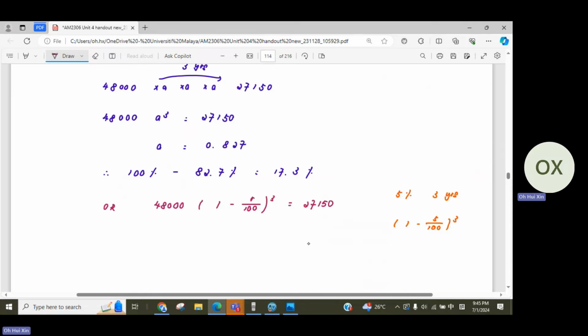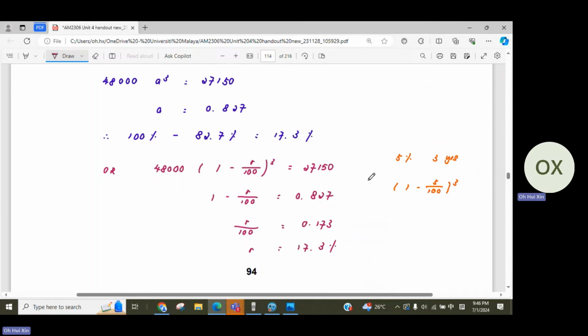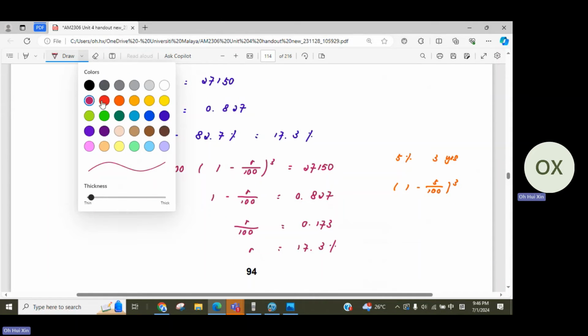When you are solving this part, you will repeat the same thing: you move this to the other side, and when you solve the cube, it will be the cube root, right? So that's where you get 1 minus r over 100 equals 0.827 also. Then you move this to the front, move this to the back, and that's where you get r over 100 equals 0.173. So from there, you get r equals 17.3%. Both are acceptable here. It just depends on how you want to answer the question.